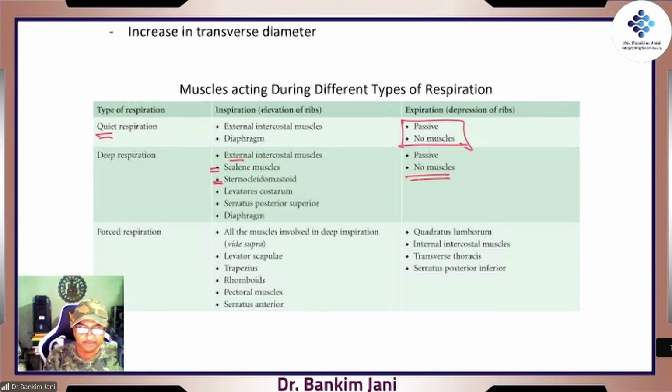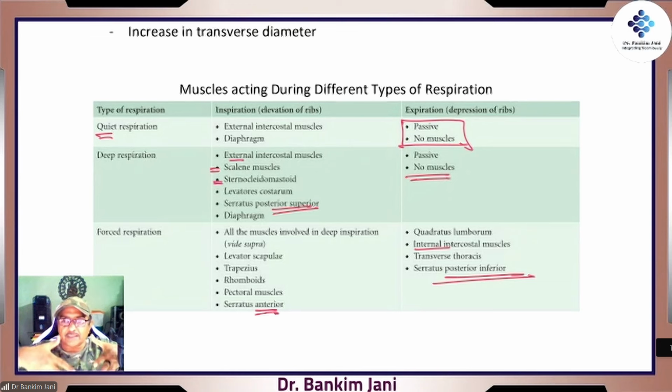For forced respiration, there is the levator scapulae. And when you want to breathe very hard, deliberately, the scapula is also lifted. The levator scapulae, trapezius, rhomboids, pectoralis, everyone is involved. For the expiration, it is the intercostals, transversus thoracis, and the serratus posterior inferior. Over here, this was serratus anterior, and this was serratus posterior.